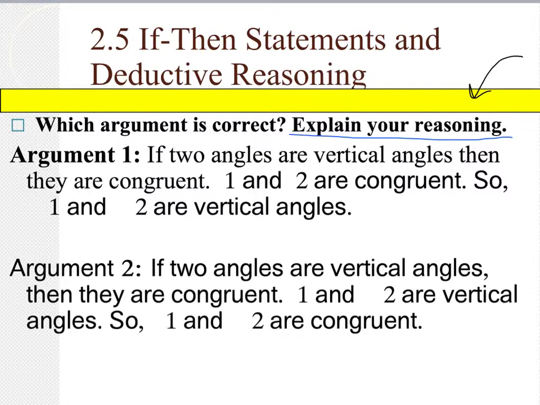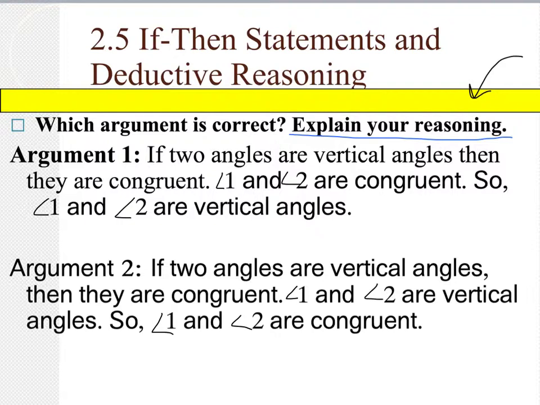All right, looking at this, it says, argument 1 says if two angles are vertical angles, then they are congruent. Angles 1 and 2 are congruent, so angles 1 and 2 are vertical angles, and there's supposed to be an angle symbol in each of these. Same thing with the second one. Again, it says if two angles are vertical angles, then they are congruent. Angle 1 and angle 2 are vertical angles, so angle 1 and angle 2 are congruent. Wait, let me restate argument 1 first: angles 1 and 2 are congruent, so angle 1 and angle 2 are vertical angles. Second argument: if two angles are vertical angles, then they are congruent. Angle 1 and angle 2 are vertical angles, so angle 1 and angle 2 are congruent.